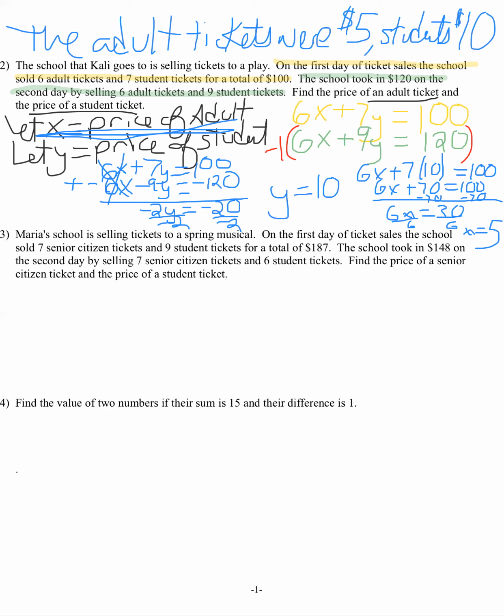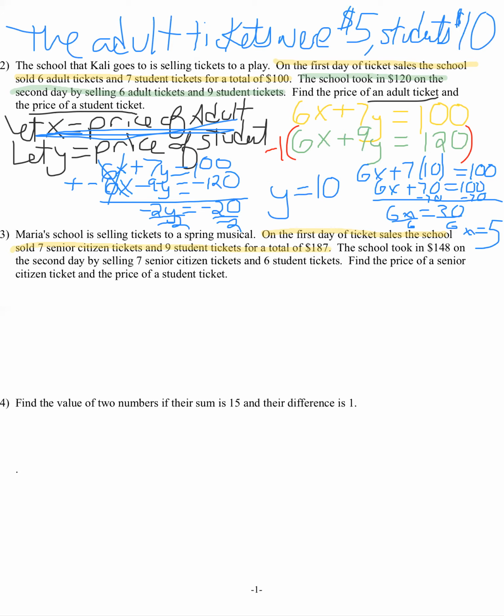So let's go ahead and try number 3. And okay, let's read. Maria's school is selling tickets to a spring musical. On the first day of ticket sales, the school sold 7 senior citizen tickets and 9 student tickets for a total of $187. So right away, before I even go any further, I'm going to highlight that sentence in yellow. So there's going to be my first equation.